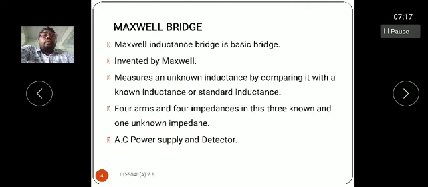And of the four impedances, three are known and one is the unknown impedance. I already said that of the four impedances, one is the unknown quantity and the remaining three are the known impedances. With the help of comparison, we can easily find the unknown quantity of the bridge circuit. And we are also using the AC power supply and detector in this particular Maxwell's bridge.